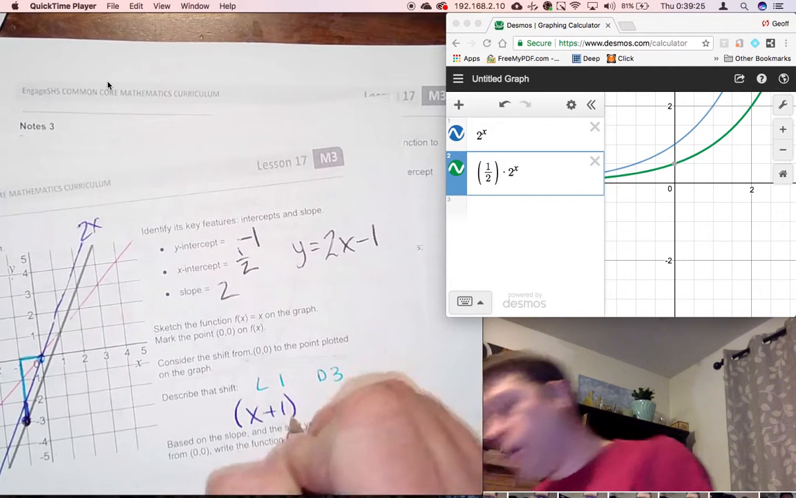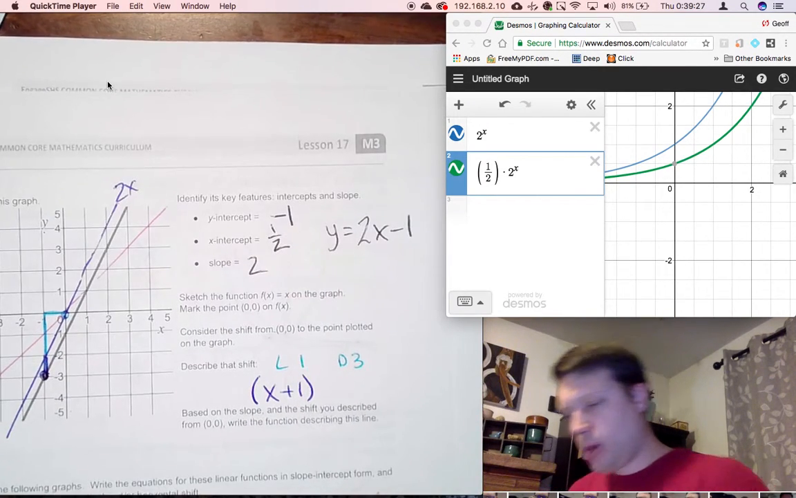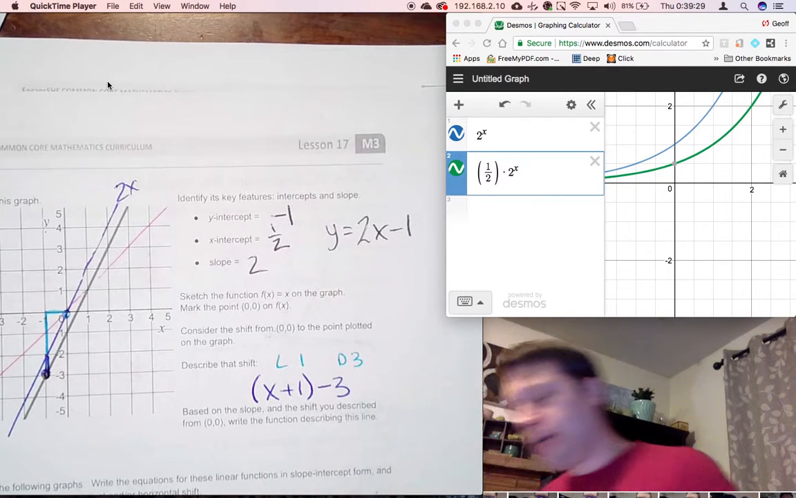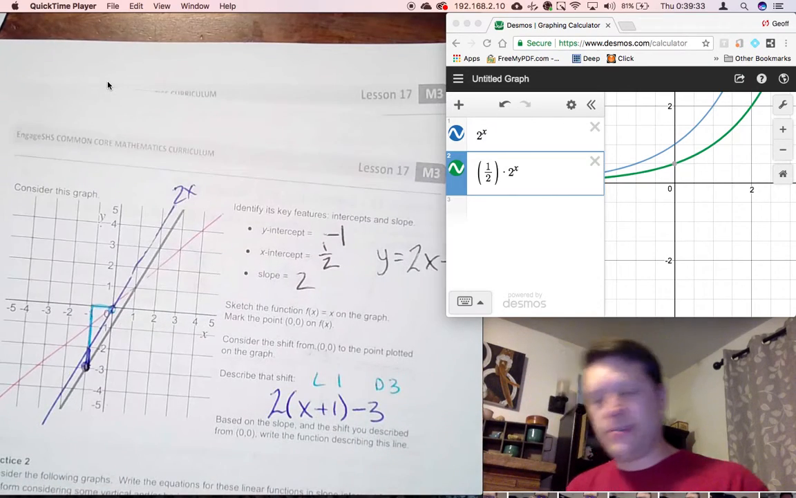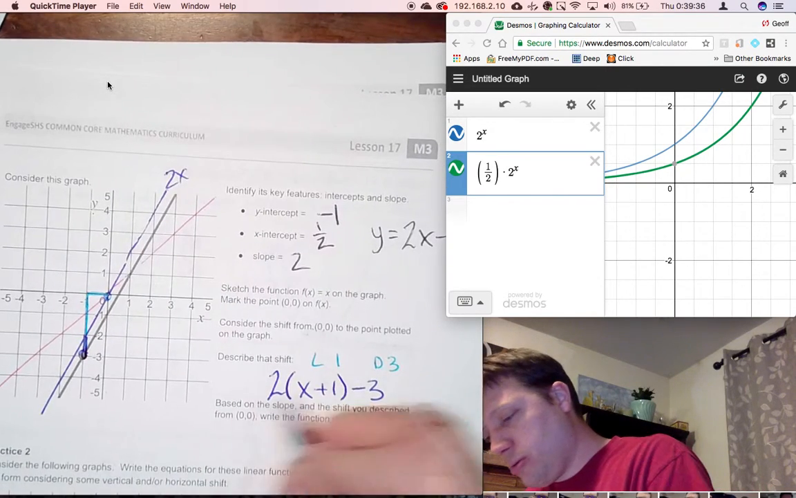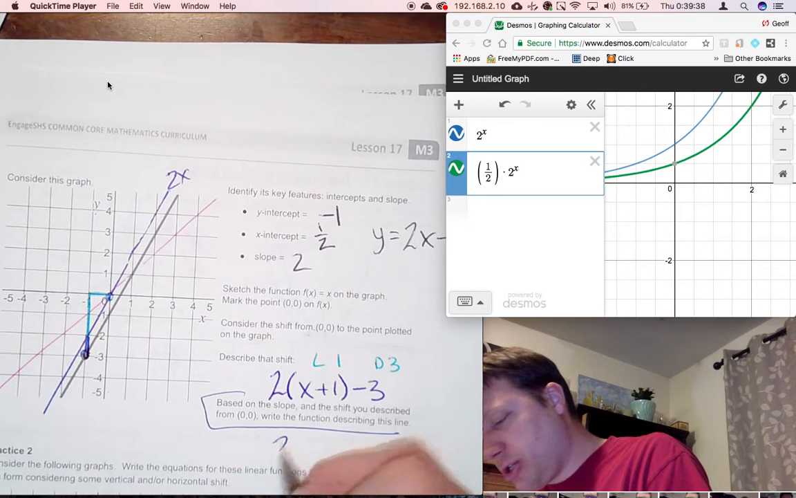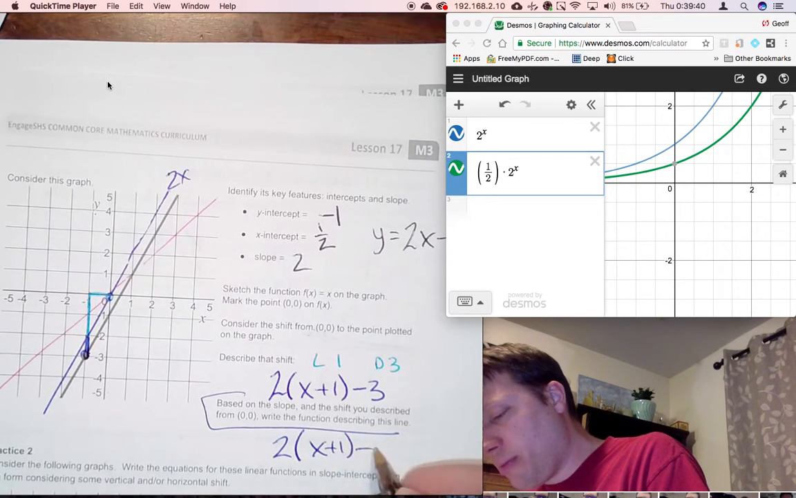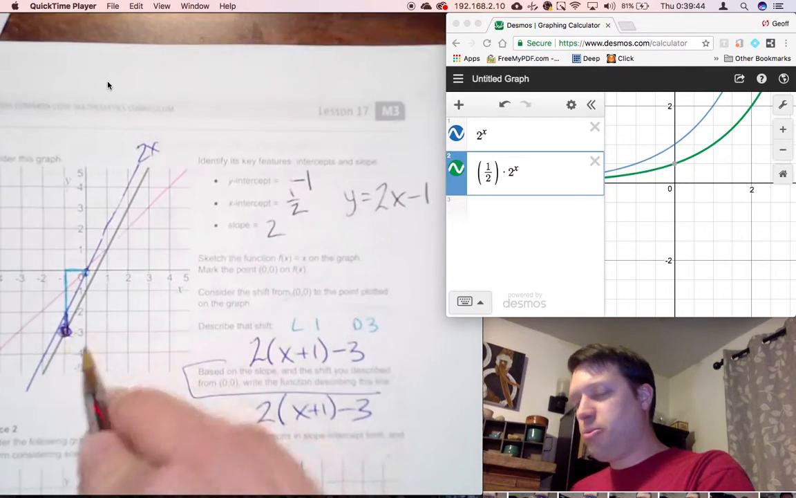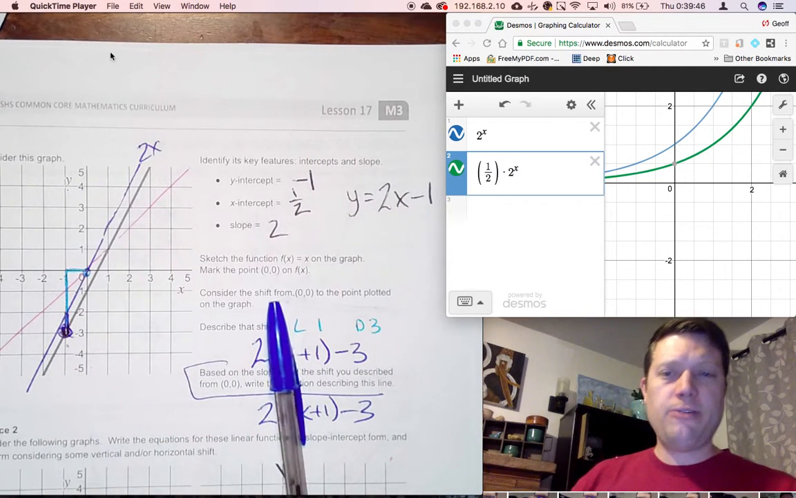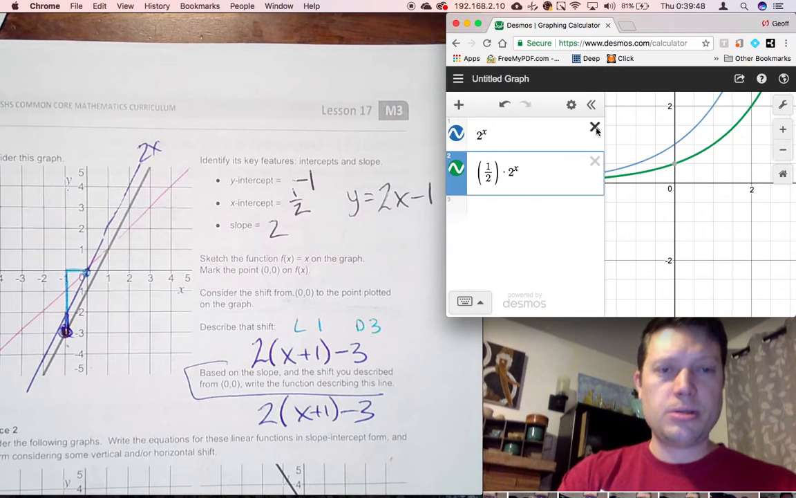x plus 1, minus 3. And don't forget the slope was still 2. So we still have to keep that. So I guess I'm answering this question: 2 times x plus 1, minus 3. I'm really basing the transformation off of this point right here in the graph, and I feel like I need to graph it just to prove that it works.